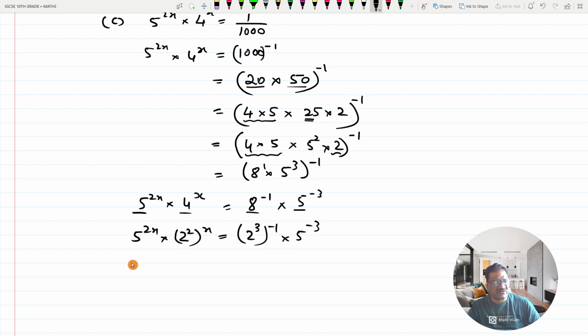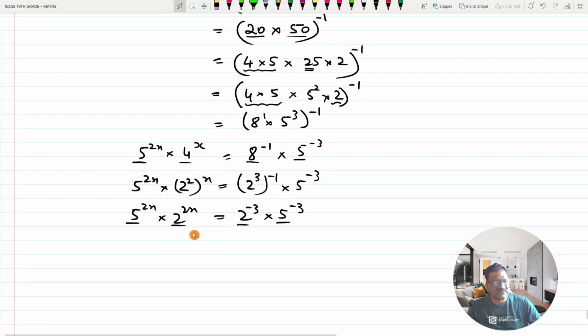Now see, this is 5 raised to 2x. This can be written as 2 raised to 2x. And here you have 2 raised to minus 3 and into 5 raised to minus 3. Now I can see that the bases are equal on left hand side and right hand side, so I can equate the powers or the indices. So by comparing this 5 raised to 2x with this 5 raised to minus 3, I can very nicely write 2x equal to minus 3.